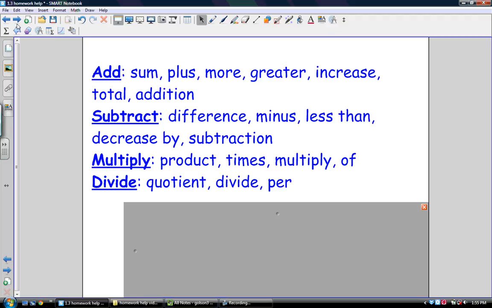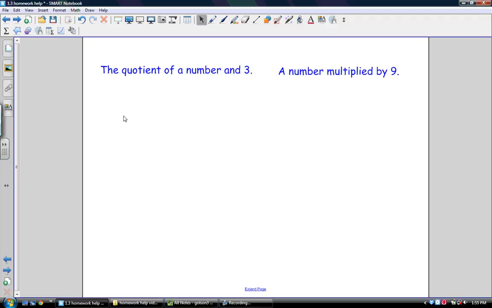So let's try doing a couple of these. A couple of simple ones first. I'm just going to look at it and say, okay, I've got a quotient of a number in 3.